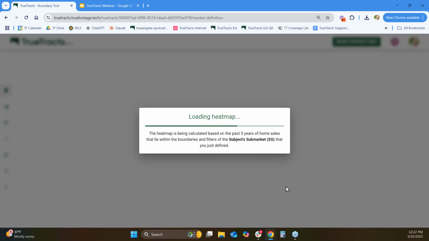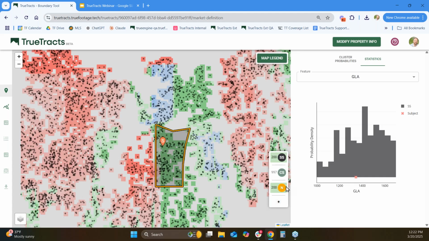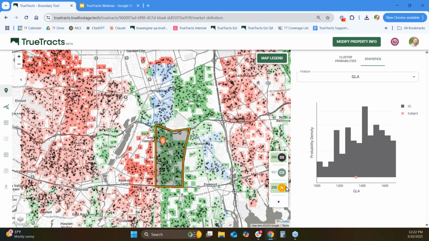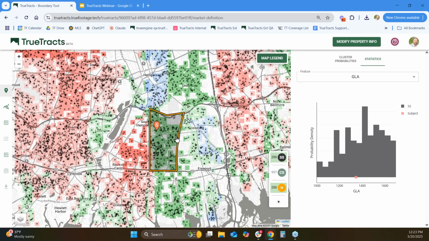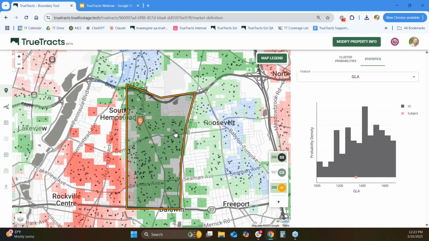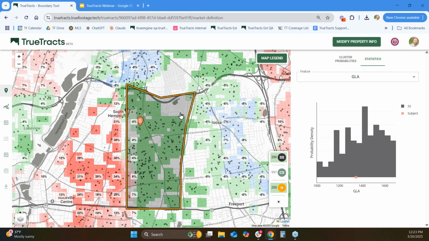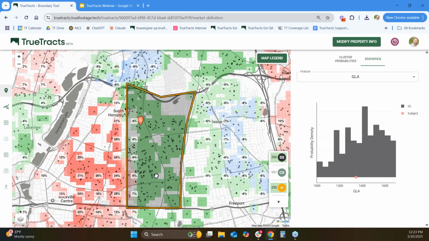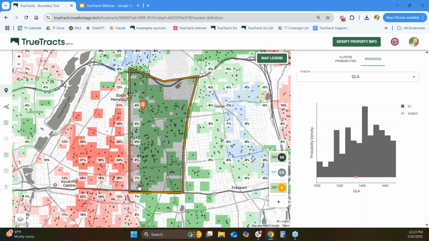I'm going to try and predict the sale price of all of these other properties, and then I want to create a heat map based on that. And so what does this tell us? This tells us that all of the properties in here are pretty similar. There's no real location adjustments required here. And hopefully you're going to find all of your comps within this subject submarket.